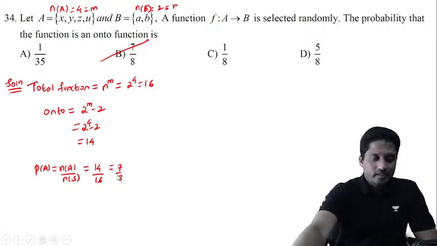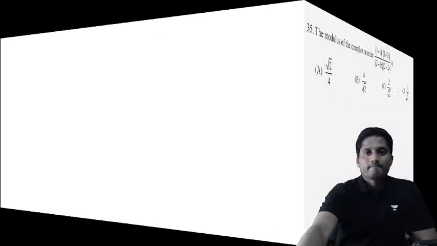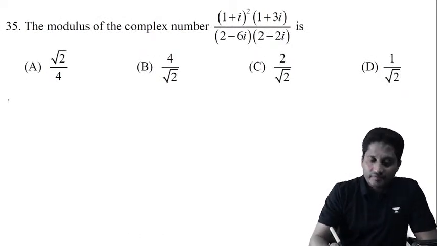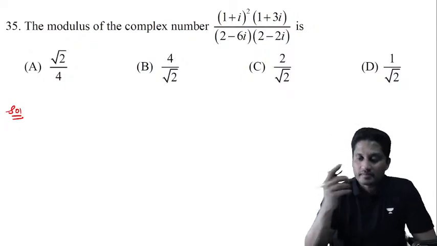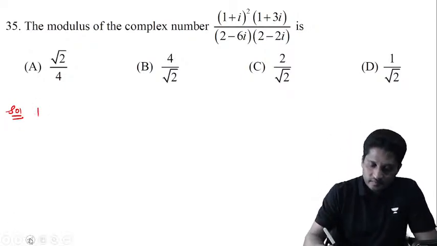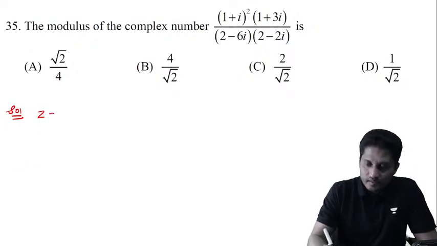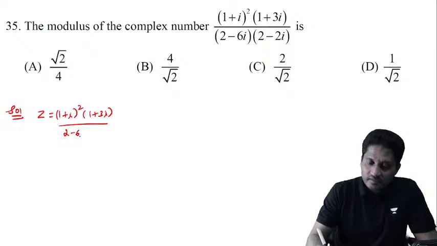Let's move to the next question. Question number 35. The modulus of a complex number. Let's say this complex number is Z. Z is equal to (1 plus i) the whole square into (1 plus 3i) divided by (2 minus 6i) and (2 minus 2i). Alright, no need to simplify this.